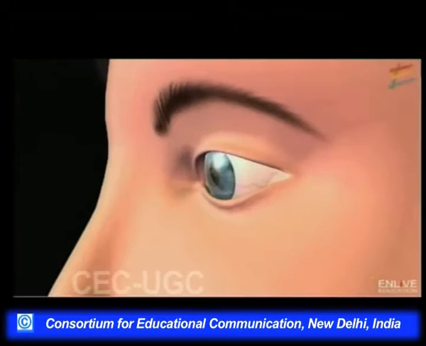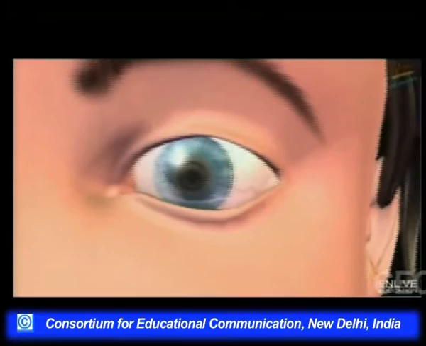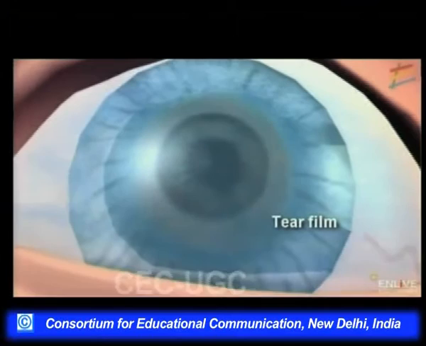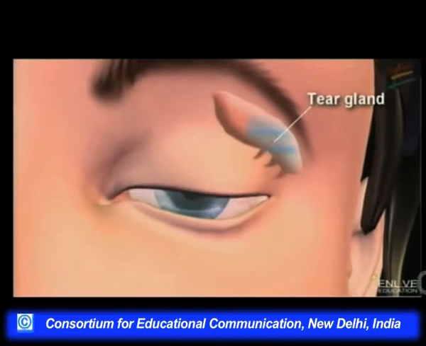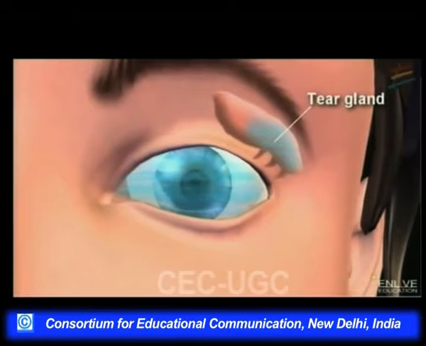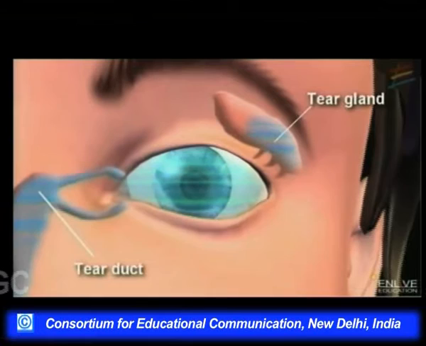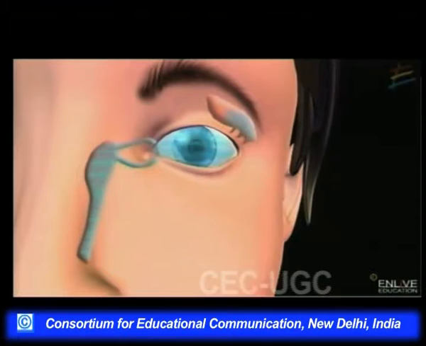Every blink helps our eye's natural defense system. The tear film retains moisture and maintains visual acuity. The tear gland secretes the tear fluid, which contains important natural disinfectants to keep bacteria away, and it drains through the tear duct into the nose after flushing and cleaning the entire eye surface, and thus the tear system washes away impurities to maintain eye health.